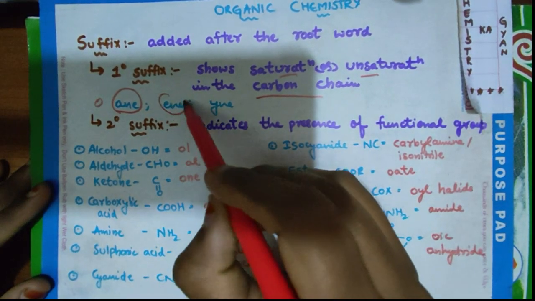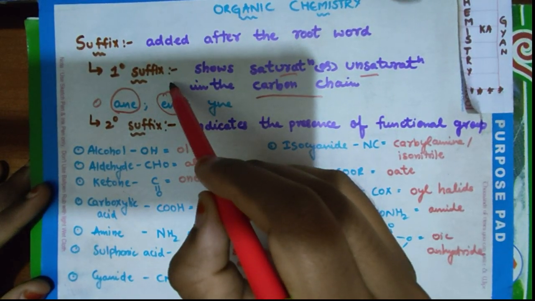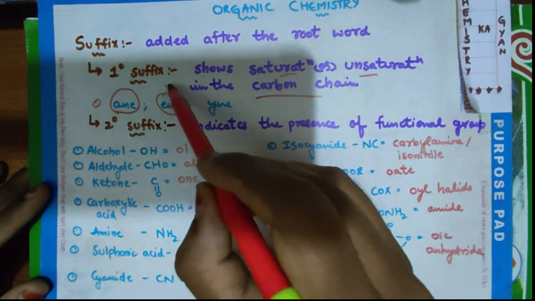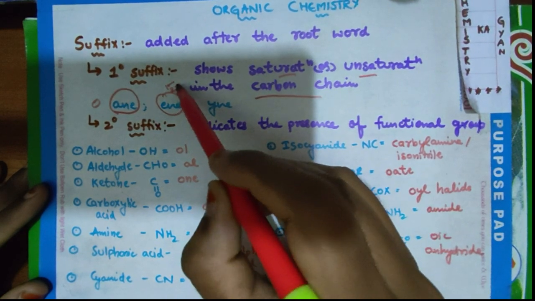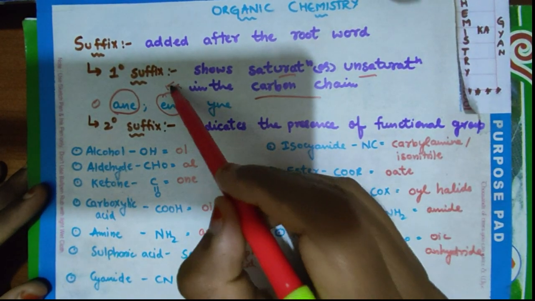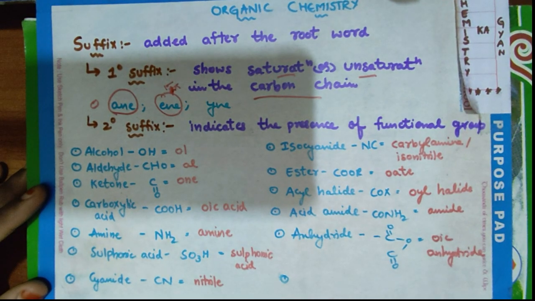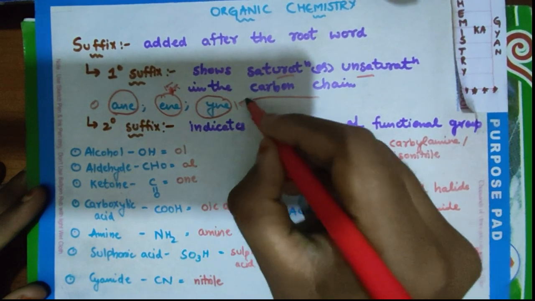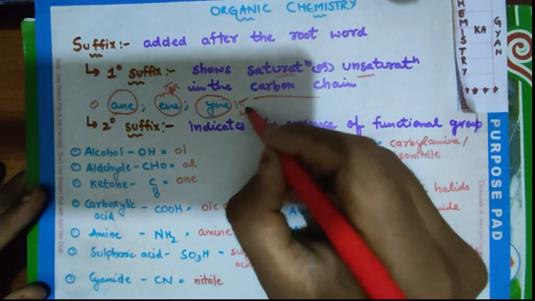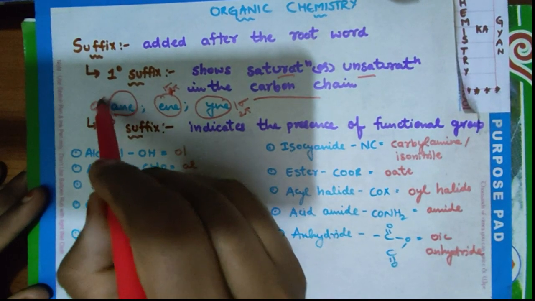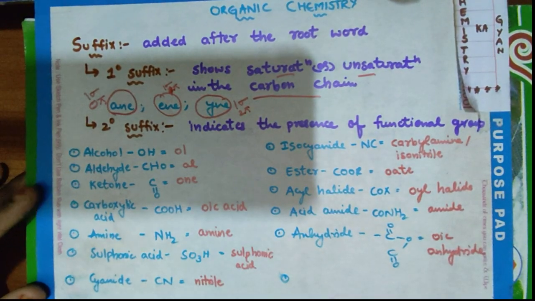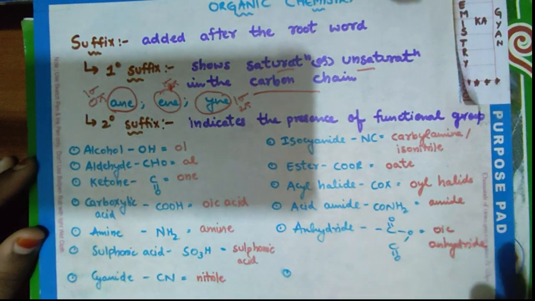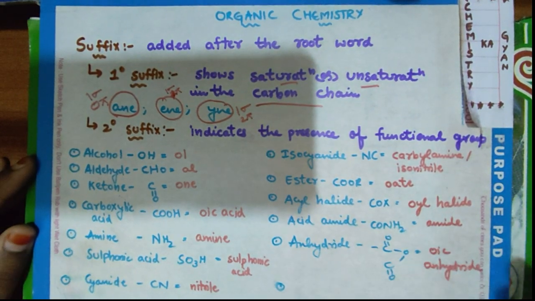If it has one double bond, that is 1 sigma and 1 pi, the suffix is ene. If it is yne, then it consists of 1 sigma and 2 pi, where ane is 1 sigma and 0 pi. So if the suffix is ane, 1 sigma 0 pi. If it is ene, 1 sigma 1 pi. If it is yne, it is 1 sigma 2 pi.